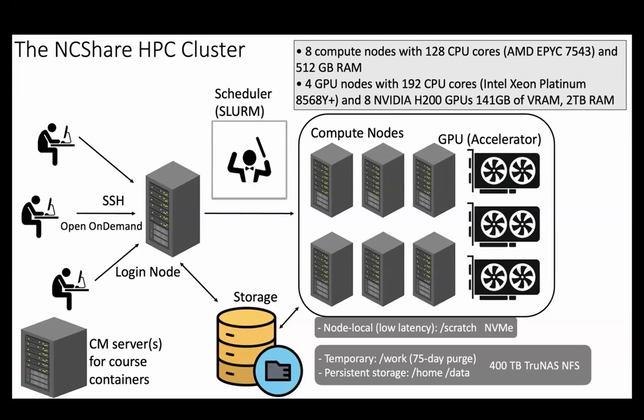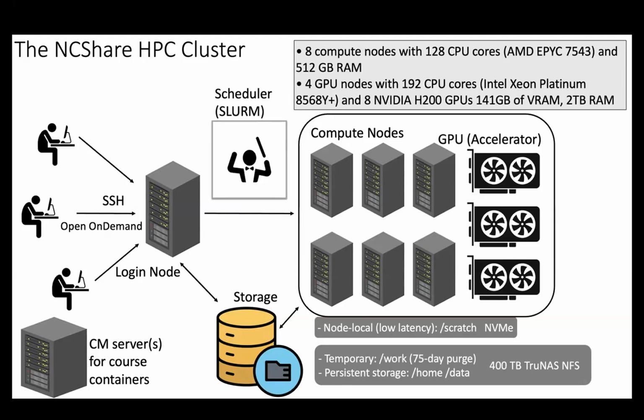This is a slide about the NC Share HPC cluster. As Andrew mentioned, it's very similar to any kind of HPC cluster. You have a login node where users would either SSH or log in through a GUI, like Open OnDemand. And then through the login node, you would access the Slurm scheduler that allocates resources based on availability and priority and so on. We have two different types of compute nodes. The first are the CPU-only compute nodes. We have 8 of those, and each of those has 128 cores and 512 gigs of RAM.